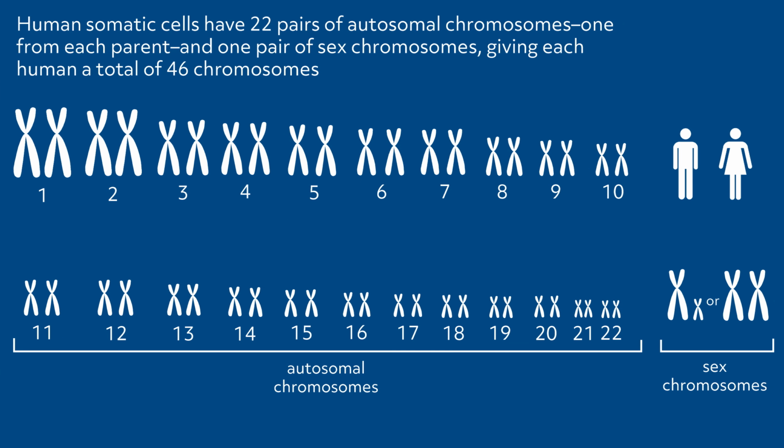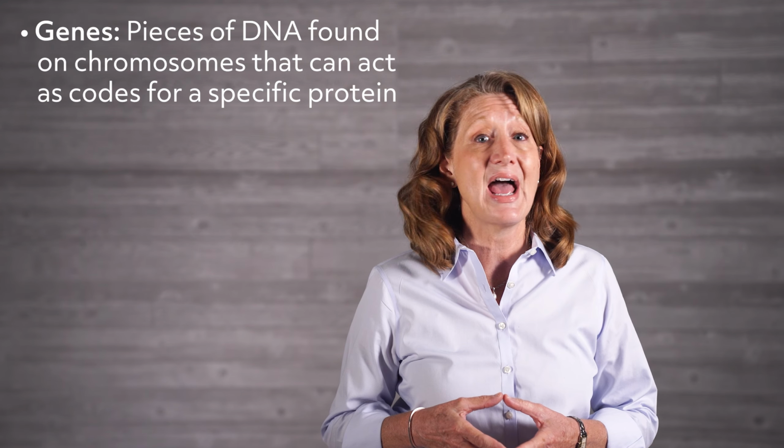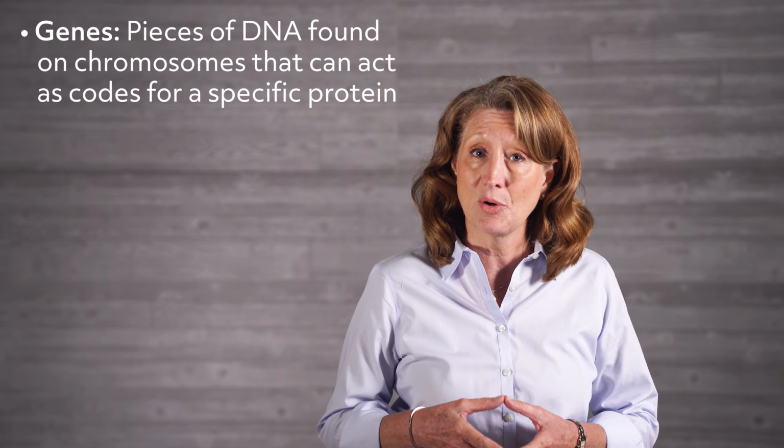First, let's remember that human somatic cells have 22 pairs of autosomal chromosomes, one from each parent, and one pair of sex chromosomes to total 23 pairs of chromosomes for a wild-type individual. This gives humans a total of 46 chromosomes. Chromosomes are made up of DNA that is tightly coiled around proteins called histones. Genes are pieces of DNA found on chromosomes that can act as codes for a specific protein.